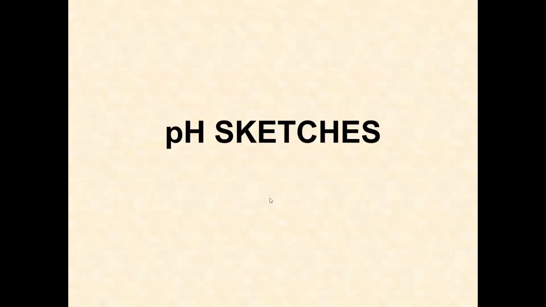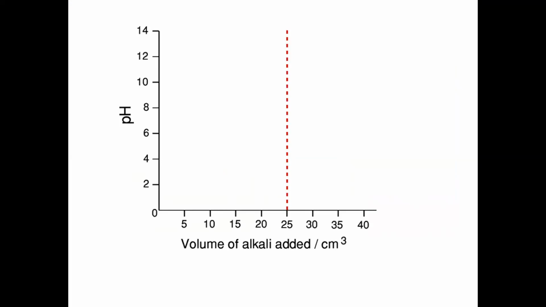pH sketches show a gradual change in pH as the process of neutralization titration continues. This is a general sketch. You can see the pH increases sharply at the neutralization point. The shape of the graph depends upon how much strong acid we are using and how much strong alkali is being formed.